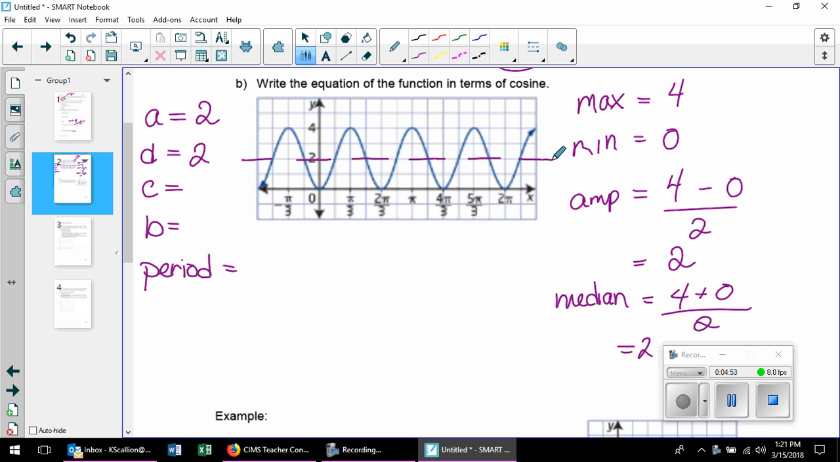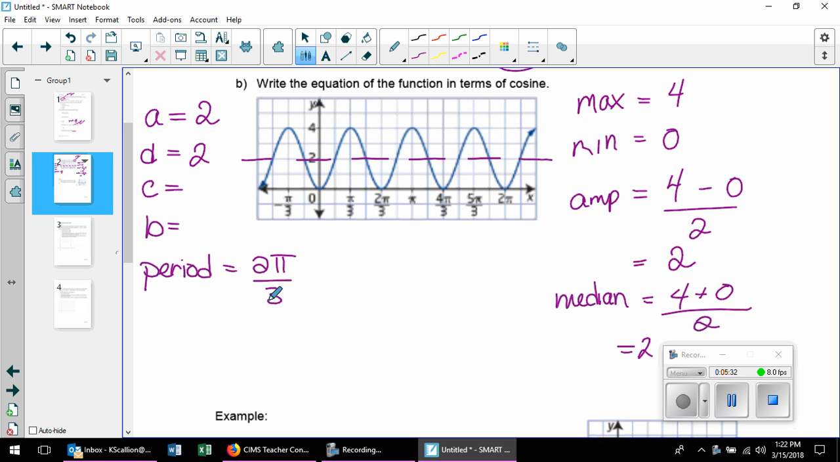Okay, what's the period of this function? 2 pi over 3. I'm going to look for a max to a max, but that's kind of going to be ugly. So I'm actually going to start at 0, which is a minimum, and go to my next minimum, and that's 2 pi over 3.